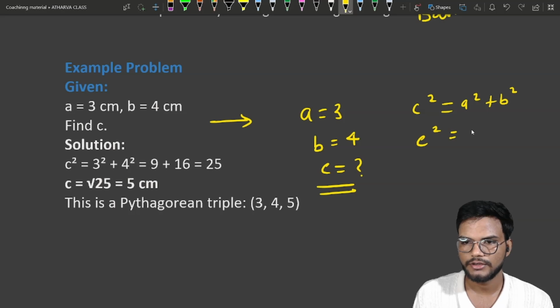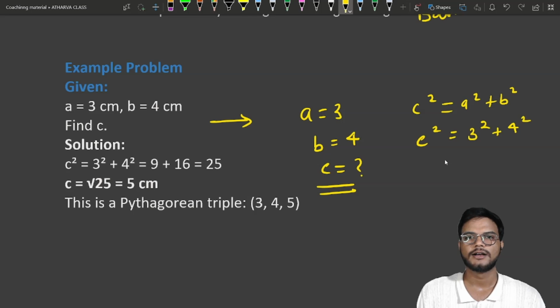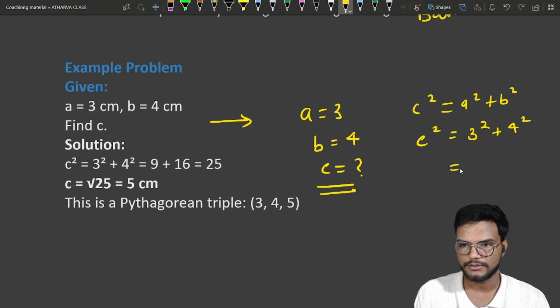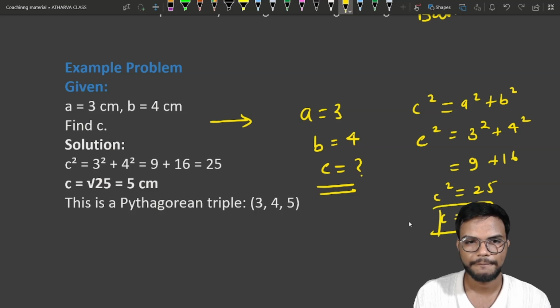So we need to figure out what c is, and a is already given, that is 3 square, plus b is what? It is 4 square. Alright, so just simplify it. There you will get 9 and here it is 16. You will get here 25 and this is what? c square. c will be 5. Okay, so this is what we are getting here.